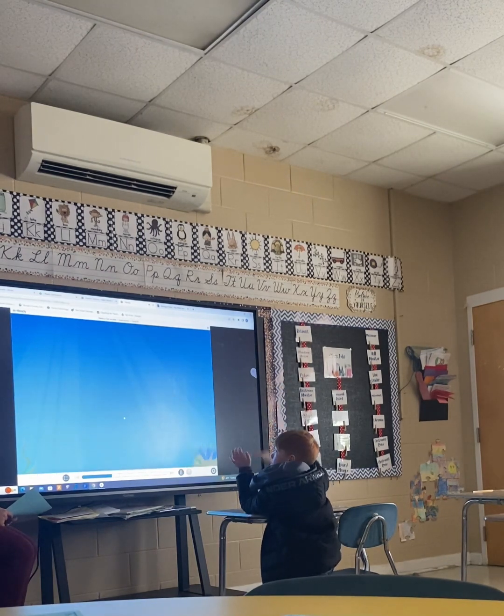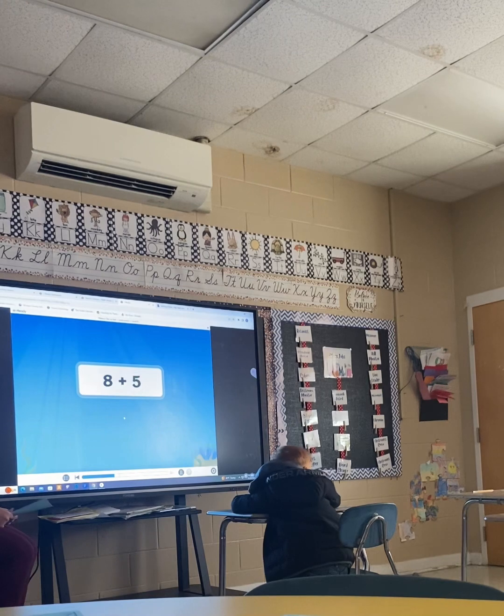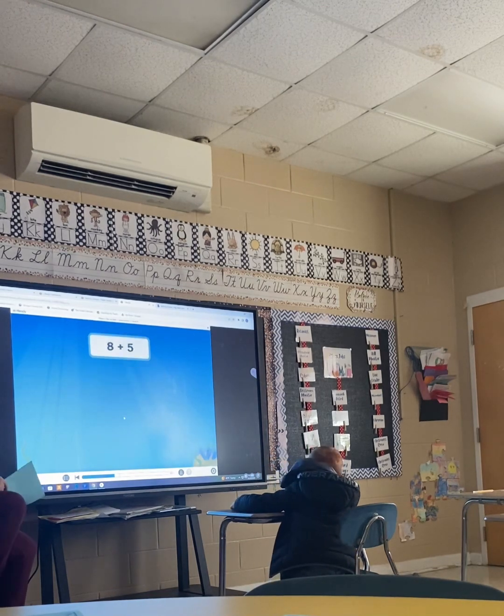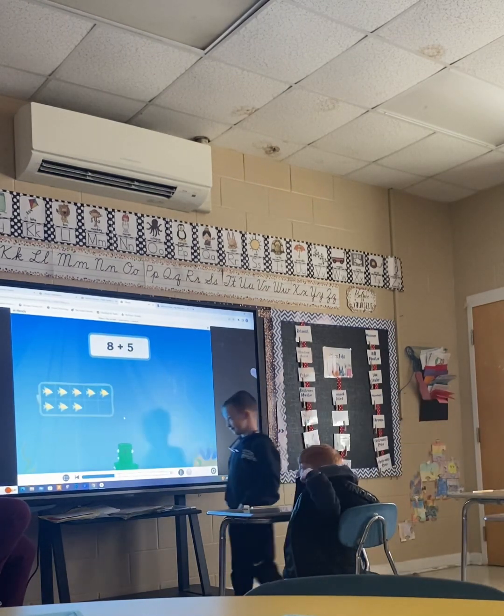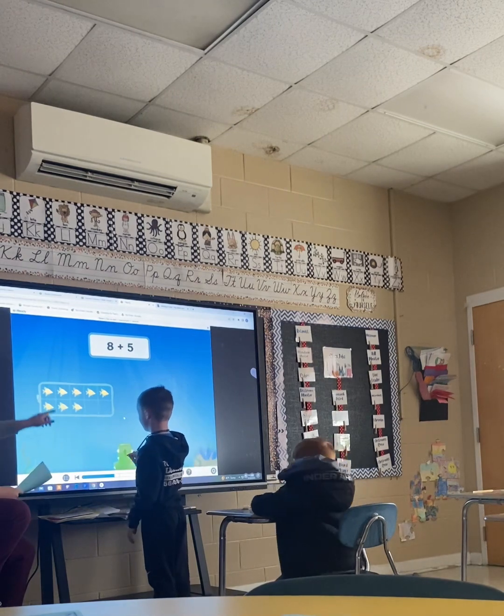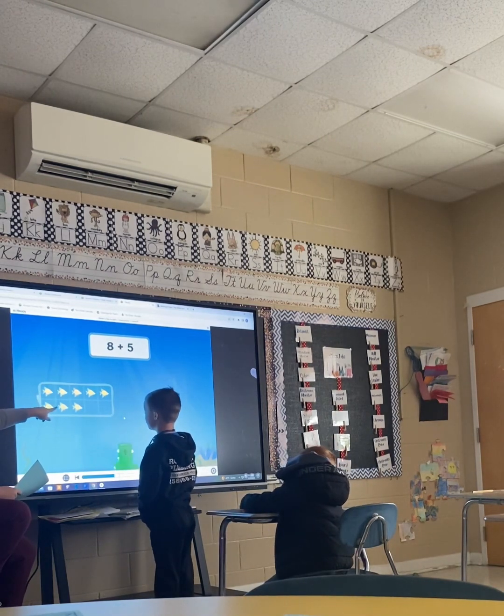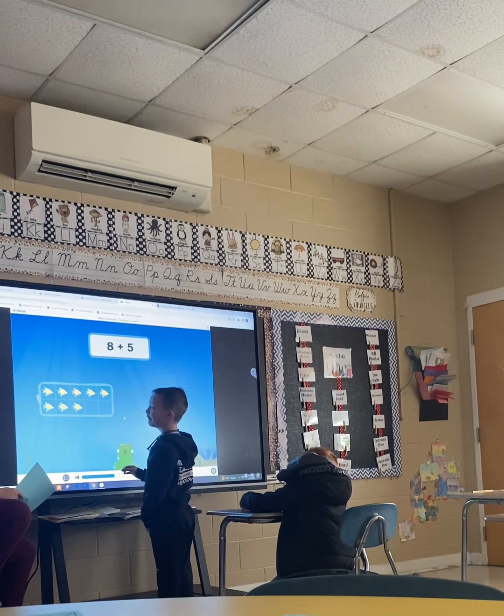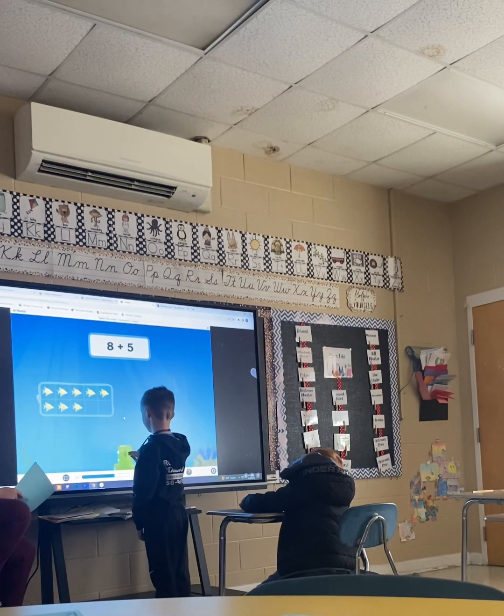Lawson, come up here. Now let's add 8 plus 5. Add 5 fish. Okay, let's talk about this. We've got 8 yellow fish here. How many are you going to add to the 10? Go ahead.